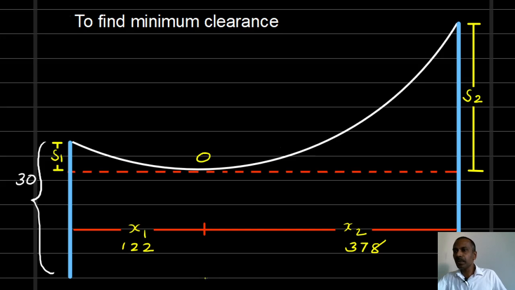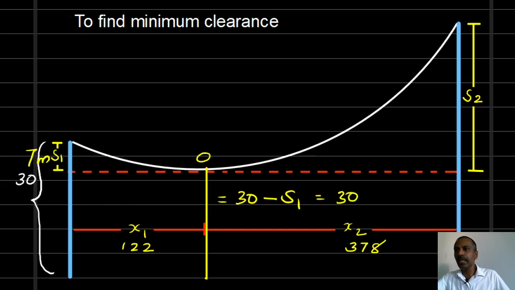Now we need to find out the minimum clearance between the conductor and water. This is the minimum clearance, which is equal to the height of the left side tower 30 minus the SAG S1. S1 is equal to 7 meters. So this is 30 minus 7, which is equal to 23 meters. This is the minimum clearance between the conductor and water.